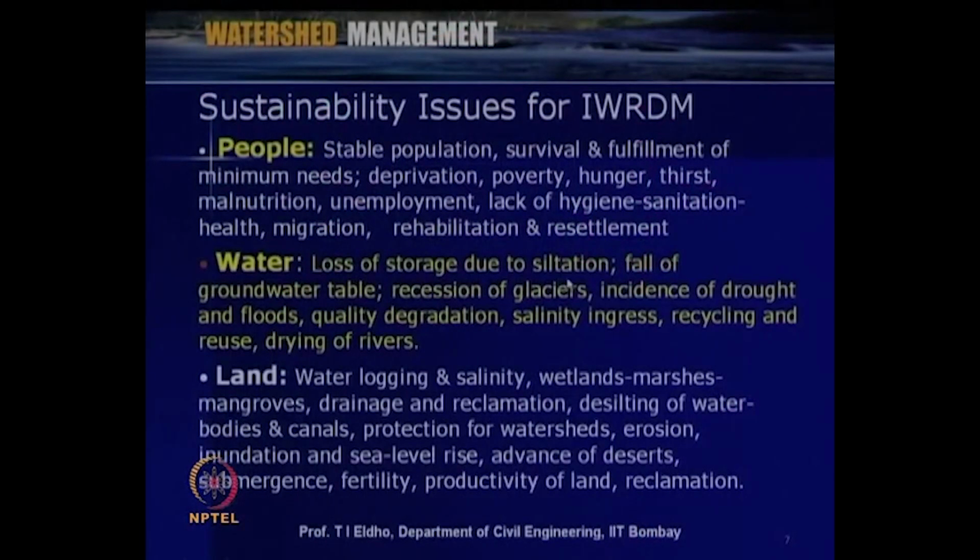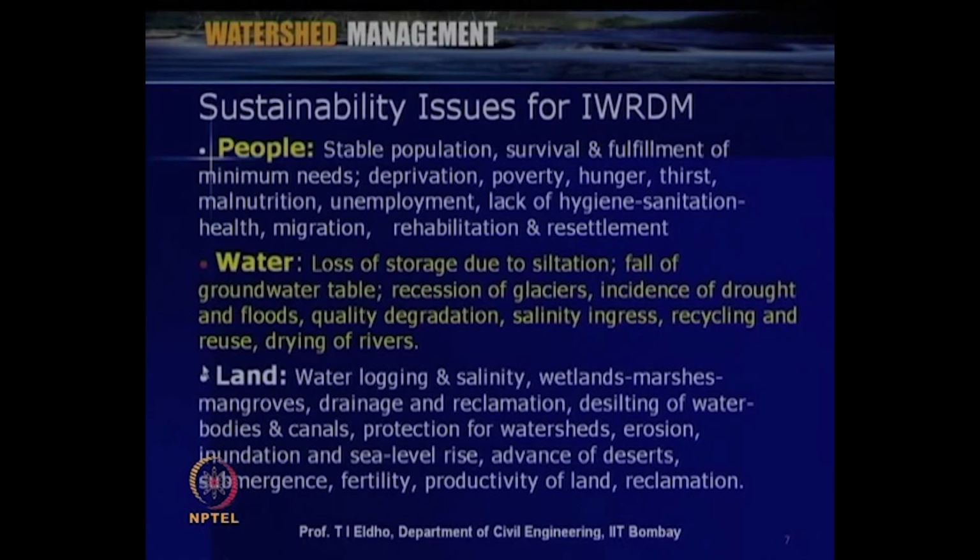Then as far as water is concerned, the main issues are the quantity of water and the quality of water. Some of the sustainability issues are listed here, like loss of storage due to siltation, fall of the groundwater table, recession of glaciers, incidence of drought and floods, quality degradation of surface water and groundwater, salinity ingress especially in coastal regions, recycling and reuse of wastewater, and drying of rivers. These are some of the sustainability issues as far as water is concerned.